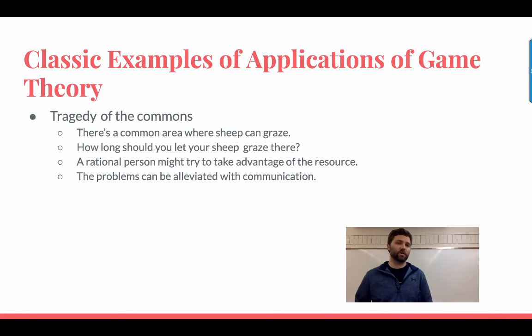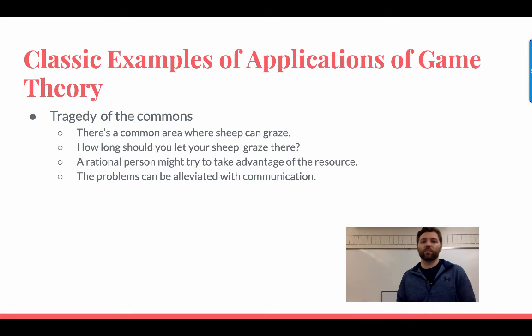All right, last one we'll talk about is the tragedy of the commons. So here is the situation where this idea was first put out there. The idea is that there's this common area where sheep can graze. So a bunch of people have sheep, and each person can let their sheep graze in the common area. Now, there's a finite amount of grazing land, right? So you can't just let all the sheep graze all the time, or you'll run out of grass. Okay, you'll overuse the resource.